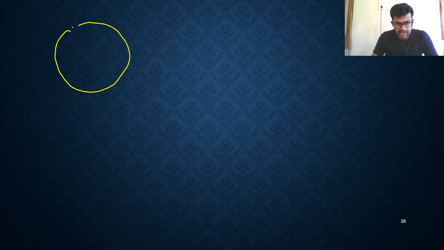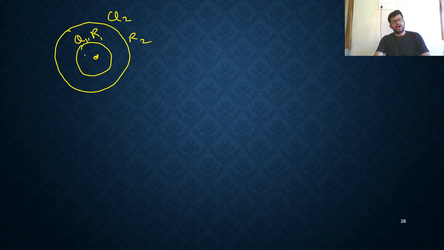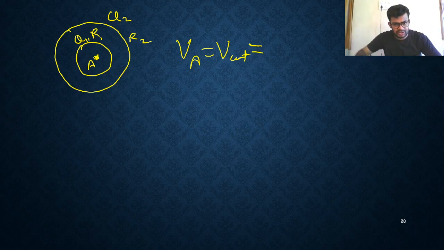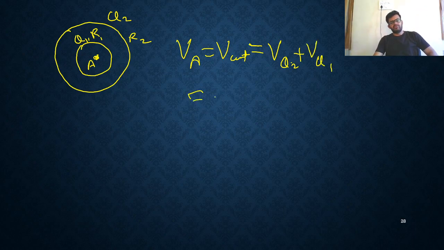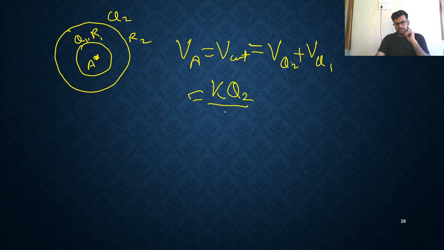Let's say this is the outer sphere having charge q2 and radius r2. This is the inner sphere having charge q1 and radius r1. At first the point is at the center, so the potential at point A means the potential at the center. All of you know, if I bring the charge from infinity to the surface of the outer sphere, I will say potential due to the outer sphere plus potential due to the inner sphere. I am bringing the charge Q2 from infinity to R2, so I will directly write KQ2 divided by R2. This Q2 charge is brought till R2 only.